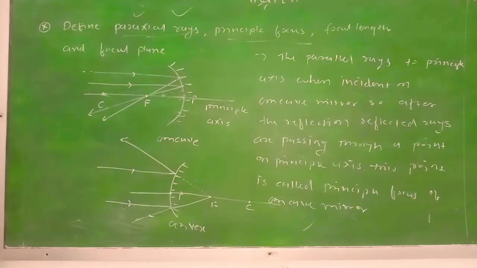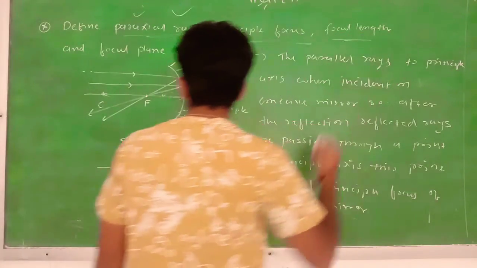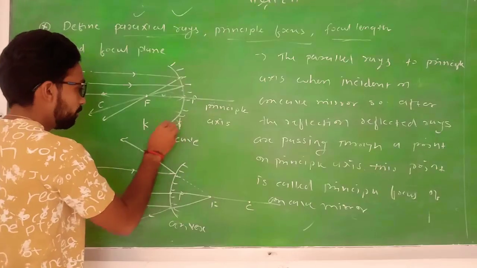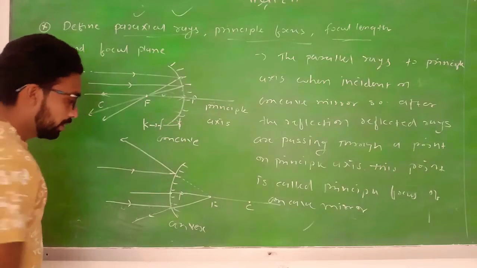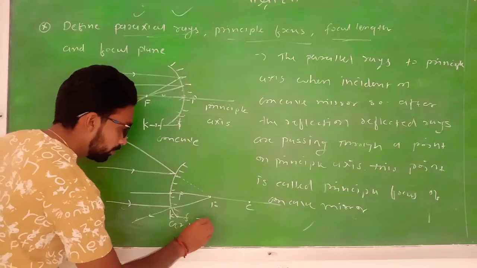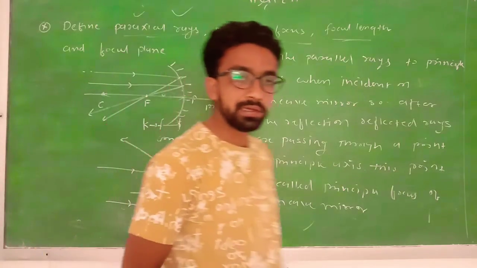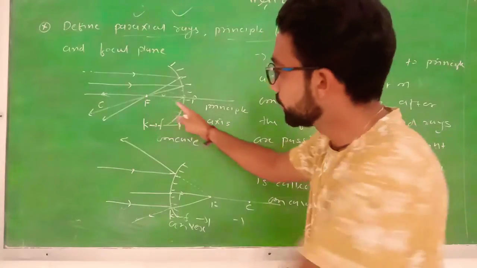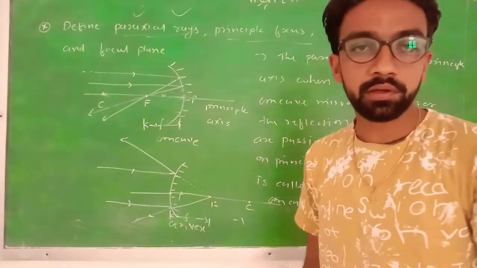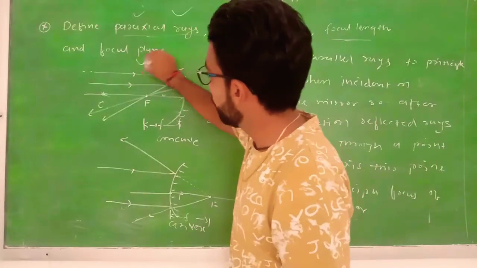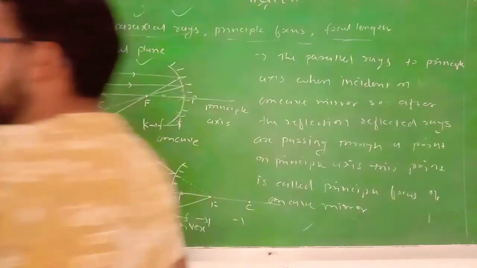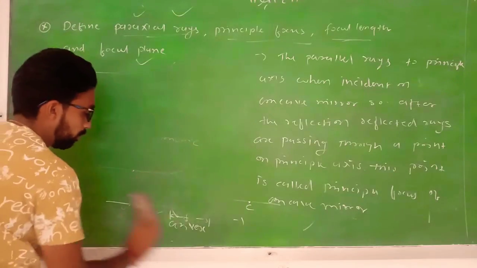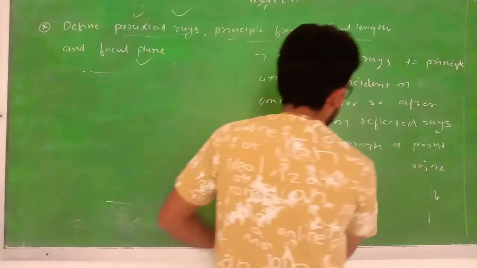Now, what is the focal length? We know that the distance of the principal focus from the pole is the focal length. Similarly here. So focal length is the distance between the pole and the principal focus. This distance is known as the focal length. This is important, and it is new for you because focal length is not studied in 10th standard.